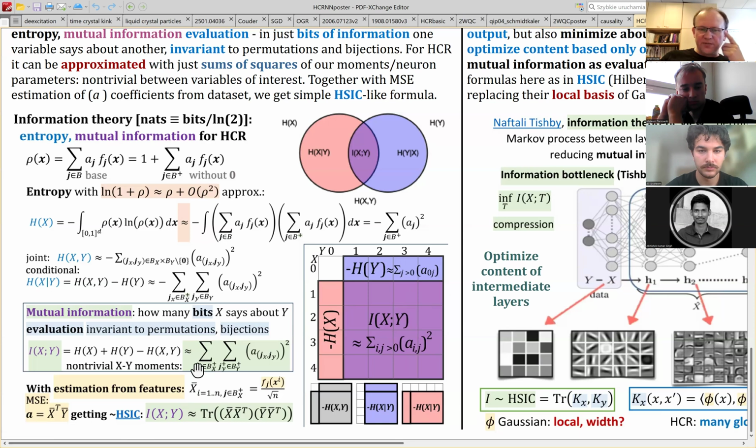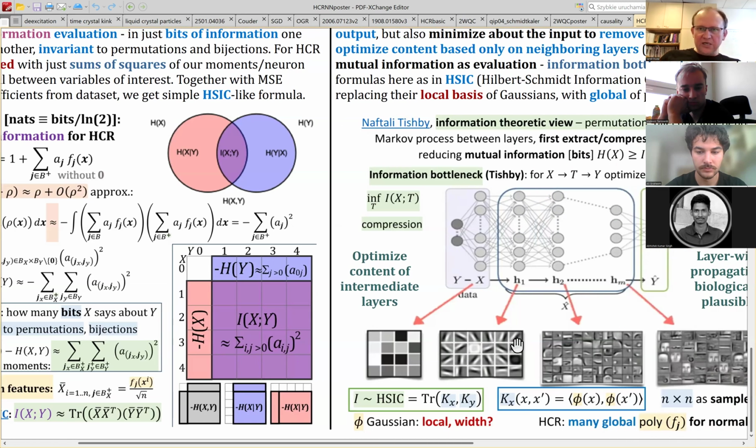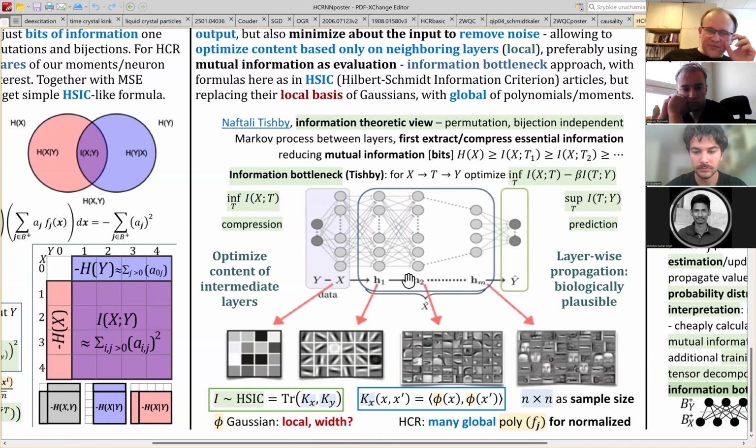Finally, we get this formula. Having some sample, you can easily estimate the coefficients as this linear product, as previously, and then we get the approximation of mutual information from the data sample. It is very similar to the so-called HSIC, the Hilbert-Schmidt independence criterion, using information bottleneck training. This information bottleneck training is a very nice way.